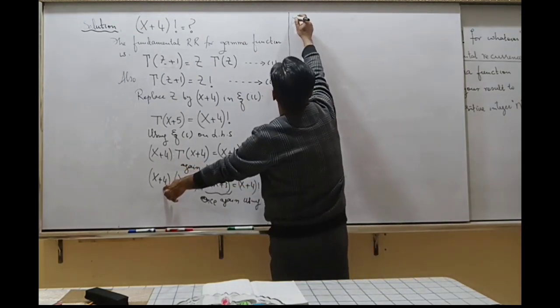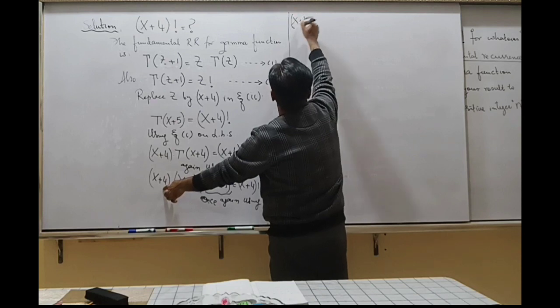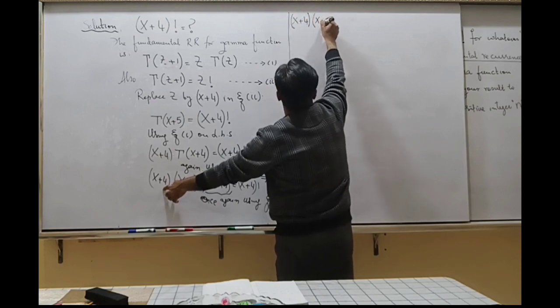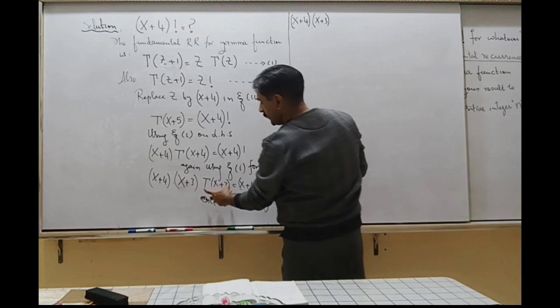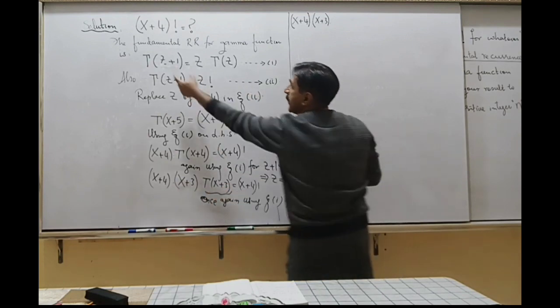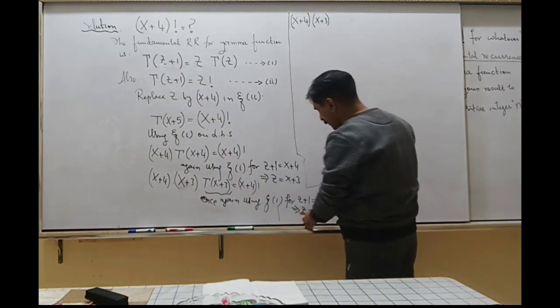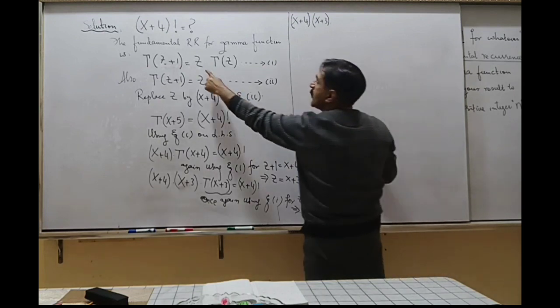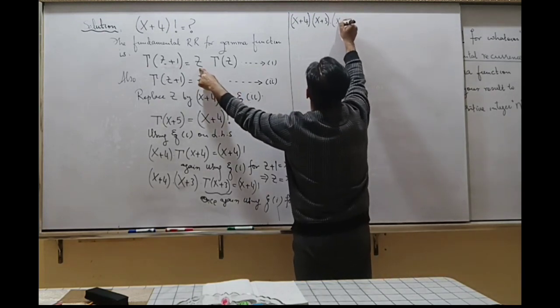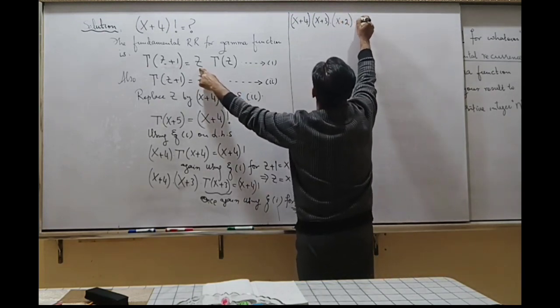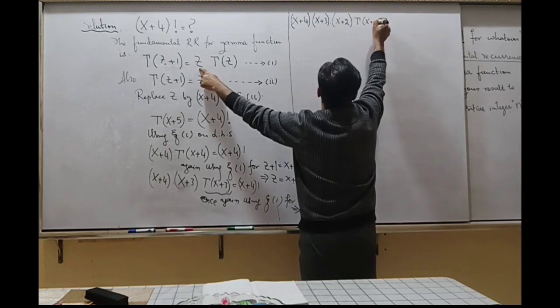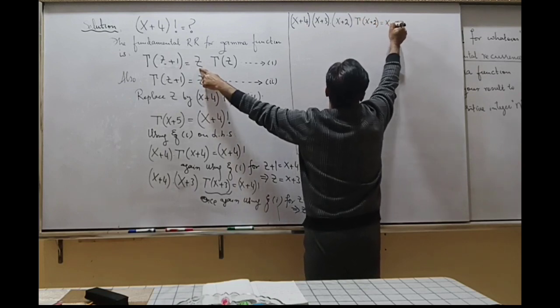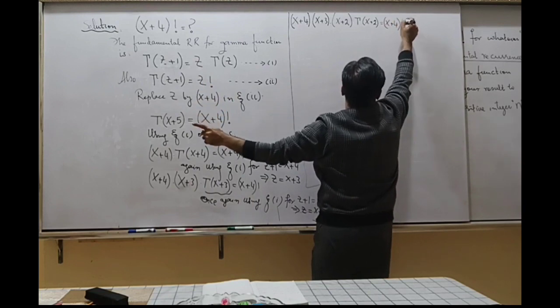X plus 4 into x plus 3, and now this gamma x plus 3 here, and x is to be replaced with x plus 2. So it will be x plus 2 into gamma of x plus 2, and the right hand side is the same again, x plus 4 factorial.